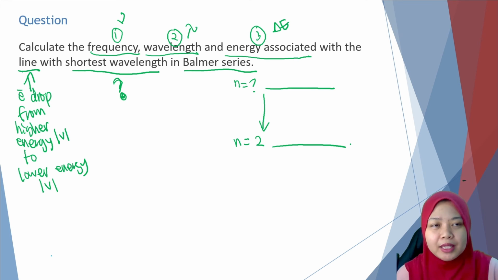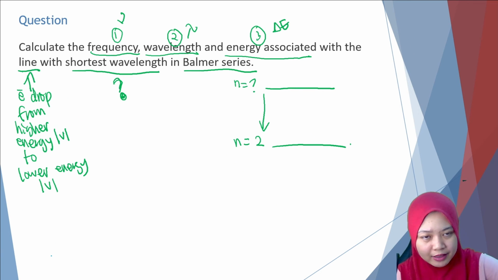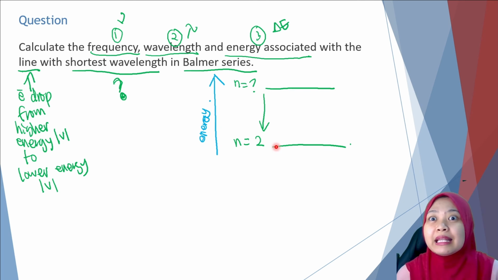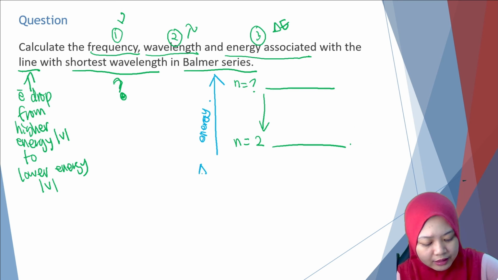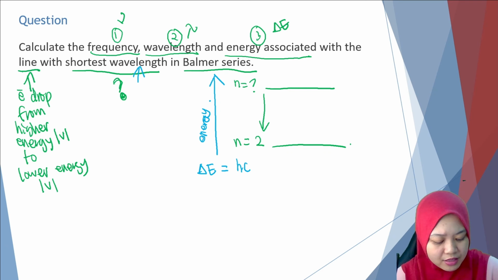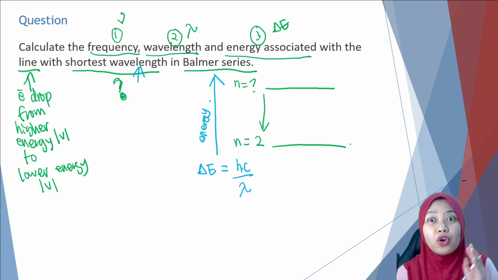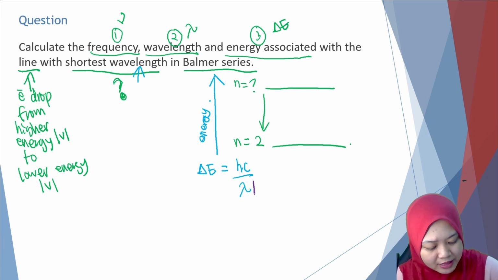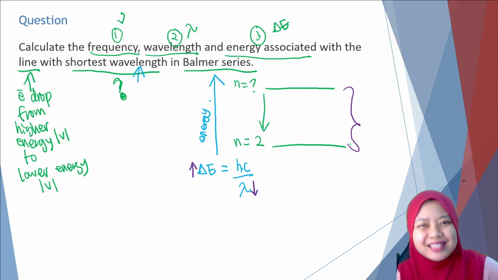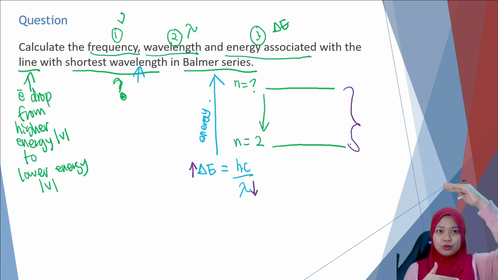To answer this question, I want to recap the energy level diagram. Remember the energy level diagram? This is an example of an energy level diagram. This is energy. The bigger the gap of the fall, the bigger the delta E, right? What is the relationship between delta E and wavelength? Based on the formula on the previous slide, delta E is hc over lambda. The question says shortest wavelength. Shortest wavelength means lambda is very small. So when lambda is very small, delta E must be very big. That means the gap between these two must be very far to get that delta E.